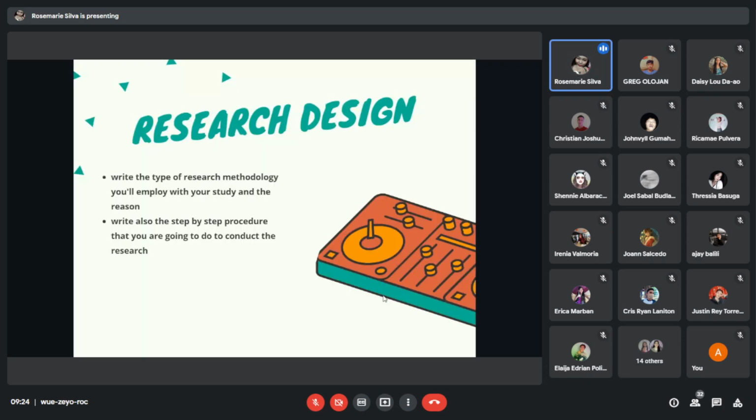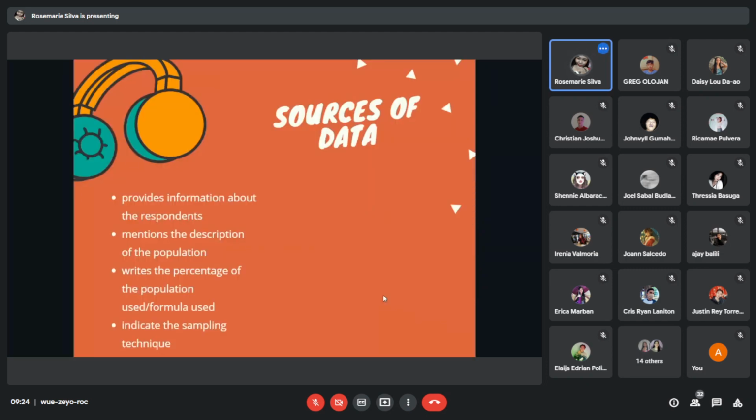Okay. Research design. Write the type of research methodology you'll employ with your study and the reason why you chose that research design. Write also the step-by-step procedure that we're going to do to conduct the research. Sources of data: here are your respondents. Mention the description of the population. Write the percentage of the population used or the formula used. Indicate also the sampling technique, such as the fishbowl method or stratified random sampling.